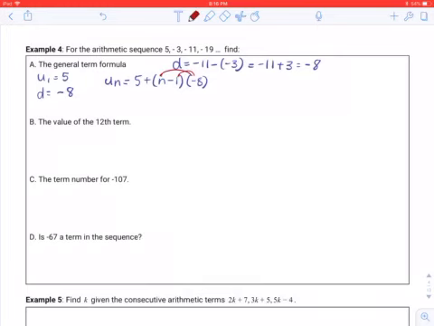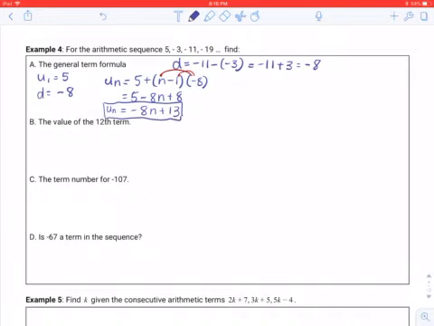Distributing that negative 8 in there, cleaning things up a little bit, I end up with 5, subtract 8n plus 8, so negative 8n plus 13 is my general term formula.